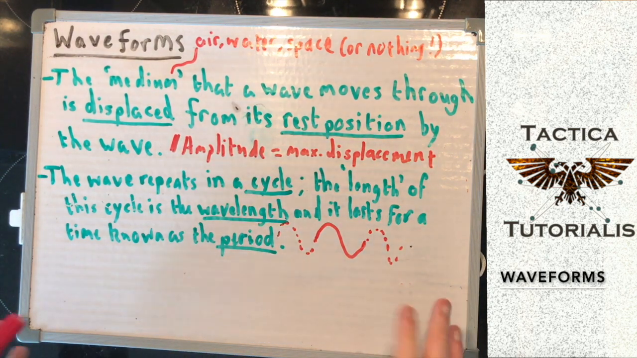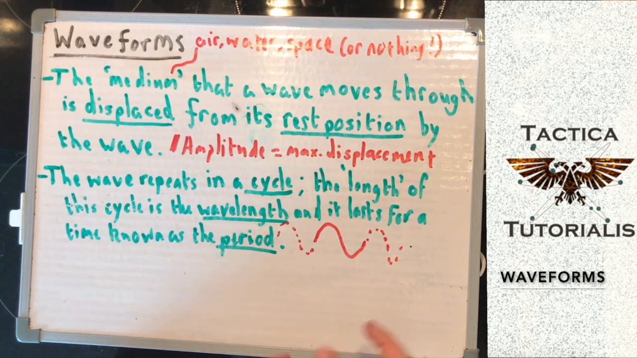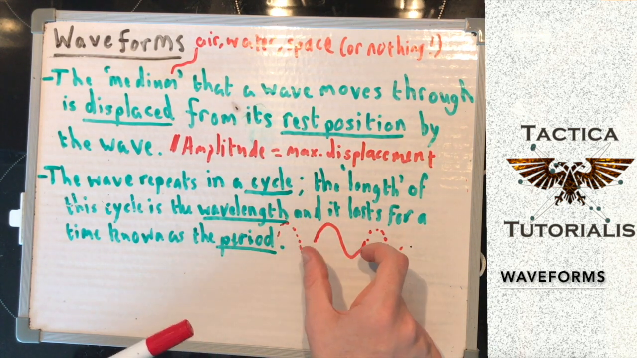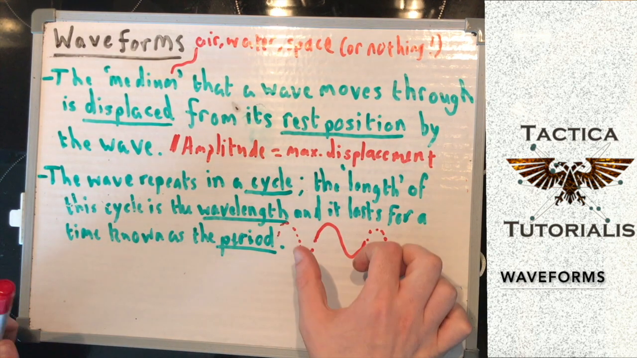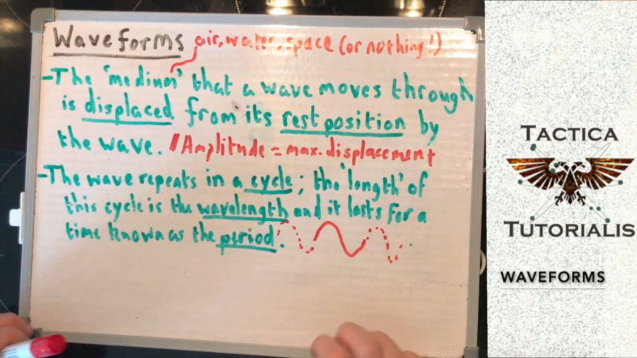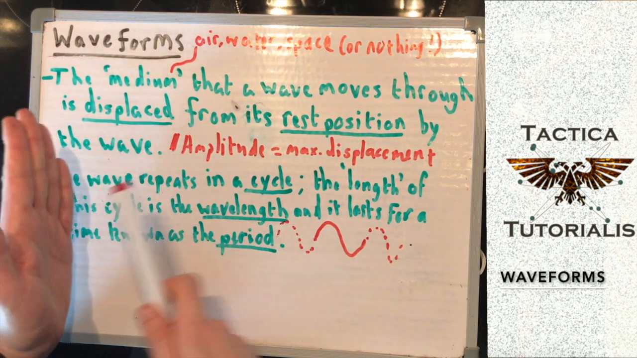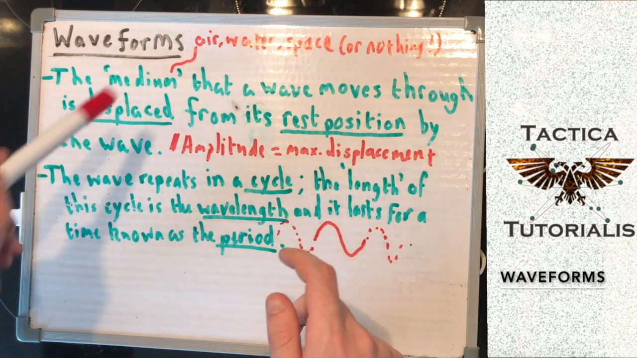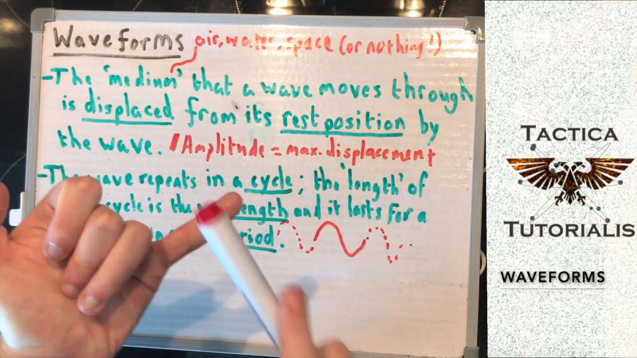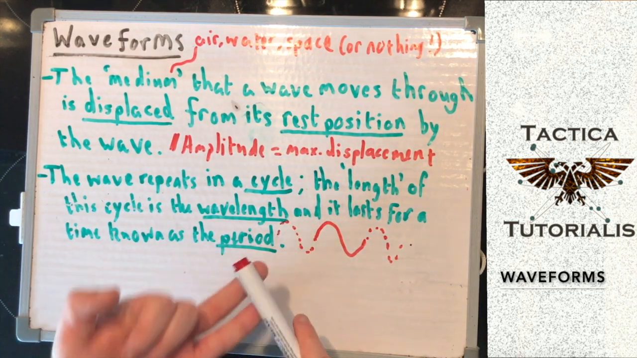The length of that cycle in terms of a distance is the wavelength, so sort of the distance traveled in one cycle, and that takes a time known as the time period to go through one cycle. So as a wave is moving along, after one cycle has happened, it has taken a period's length of time and traveled a wavelength's worth of distance.